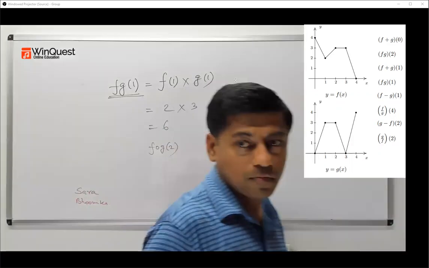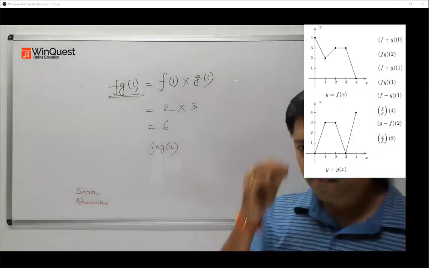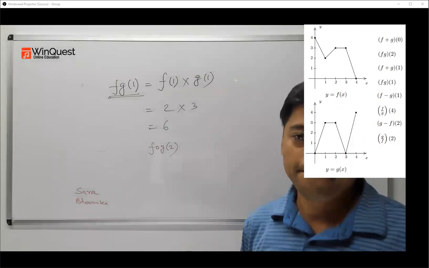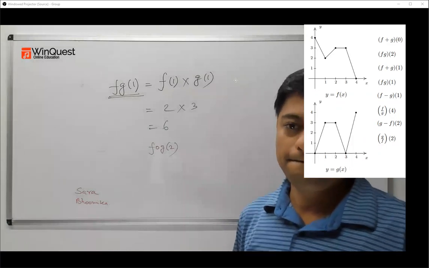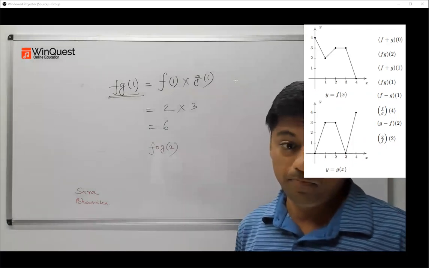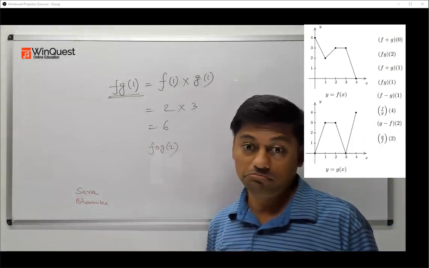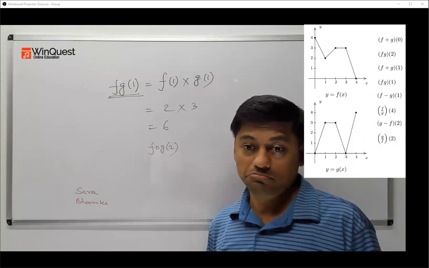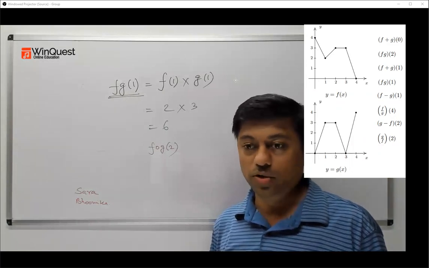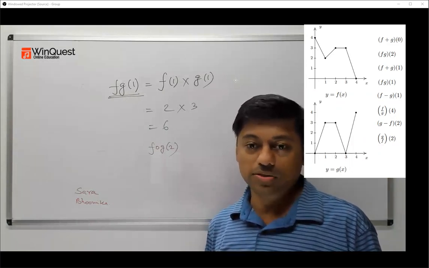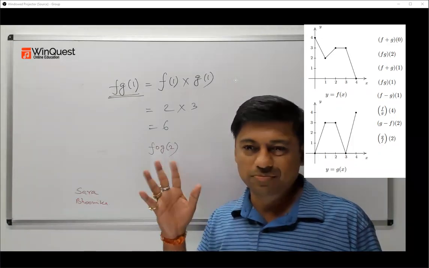Okay, so g of 2 is 3, and then f of 3 is 3. So it should be 3. Really? Yeah, I agree with her. Good. Very good. Guys, do you think that it is more or less done?